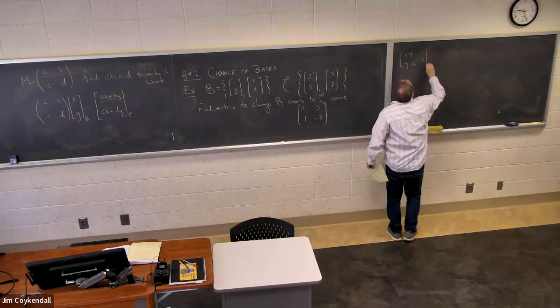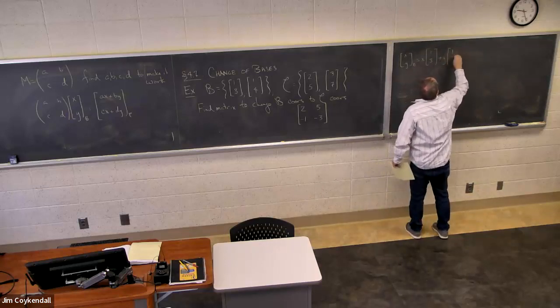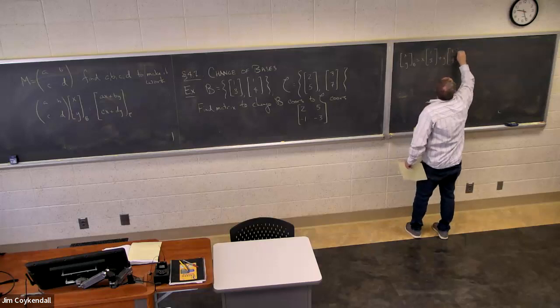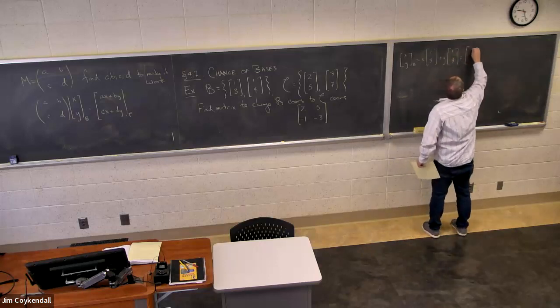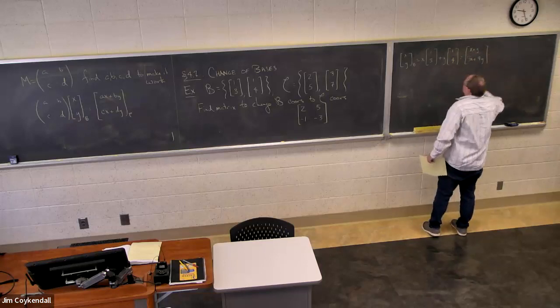is X times (1, 3) plus Y times (1, 4), which is (X plus Y, 3X plus 4Y). Correct?